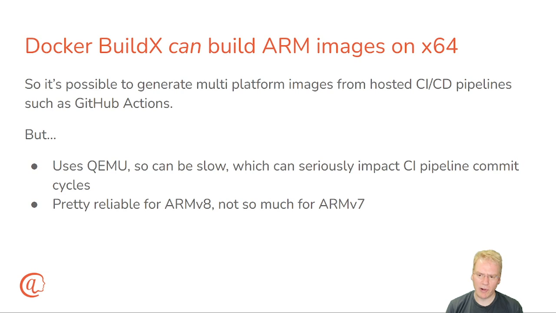There are a number of well-understood and now reasonably well-documented problems with compiling ARMv7 binaries inside of emulation within Docker BuildX. The upshot of that is, if you want to build ARMv7 images, it's not practical to do that using emulation. That has to be done on native silicon.